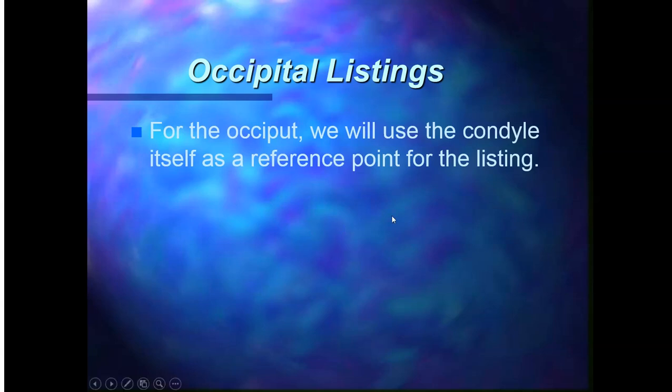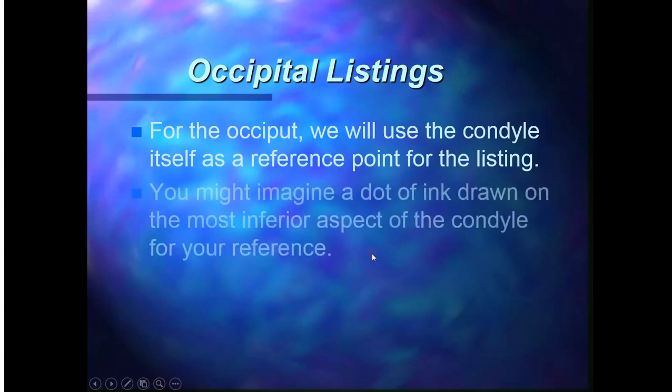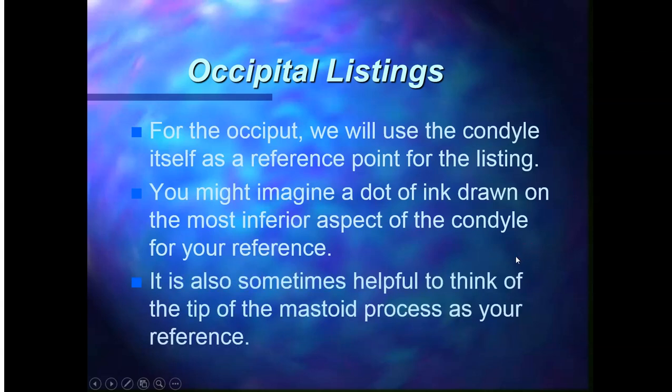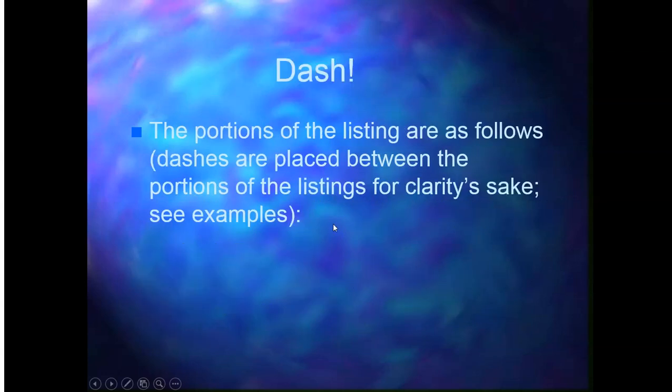So we're going to use the condyle, the very bottom tip of the condyle, as our reference point for the occipital listings. Imagine a dot of ink drawn on the most inferior aspect of that condyle for your reference point. You could just think of the tip of the mastoid. It kind of moves the same way the condyle does. So either way you want to think about it. But strictly speaking, we're talking about where is that condyle, the occiput. And we're going to be more concerned about the high side than in the other parts. So we're going to call the left or the right side based on which one's the superior side.